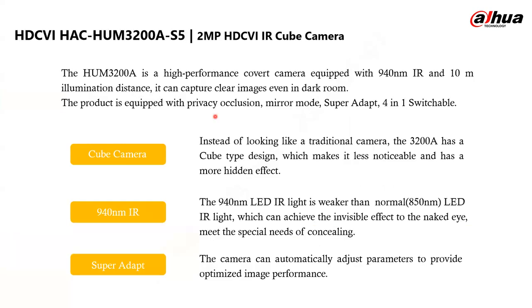So this is more information on these PIR products. The high performance products have a long illumination distance of up to 10 meters and can capture clear images even in dark rooms. Again, the PIR cameras support this other different function, it has even a super added function. This can automatically adjust parameters to provide optimized image performance depending on the scene where the camera is installed.